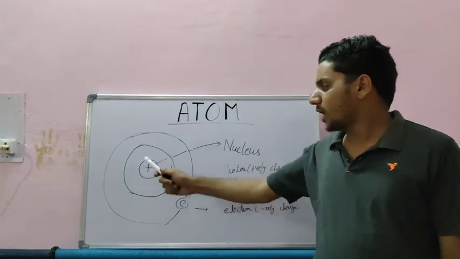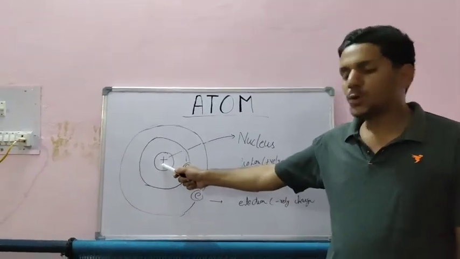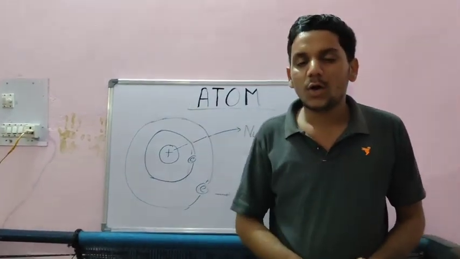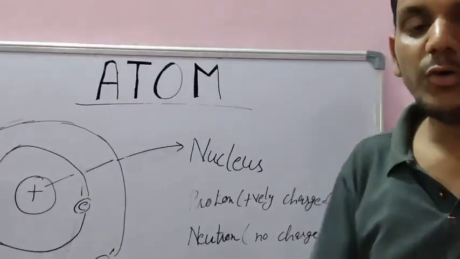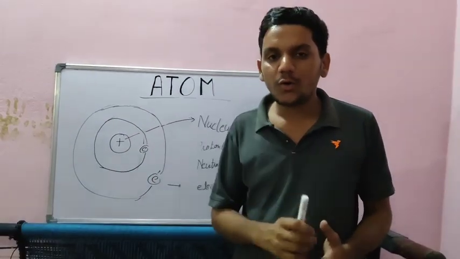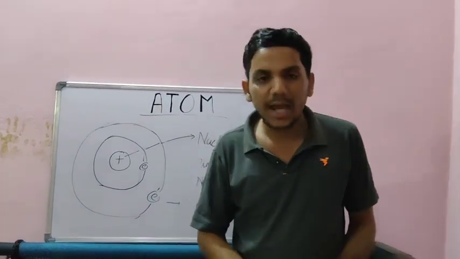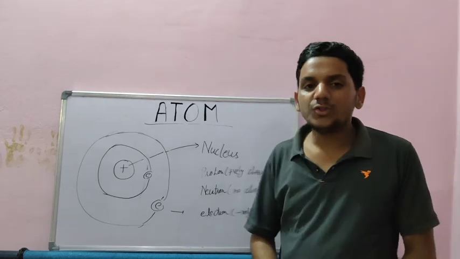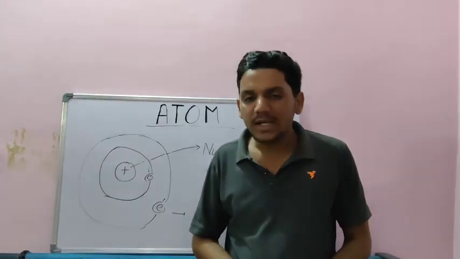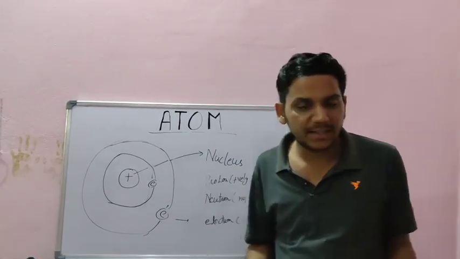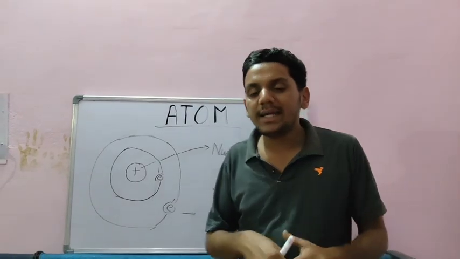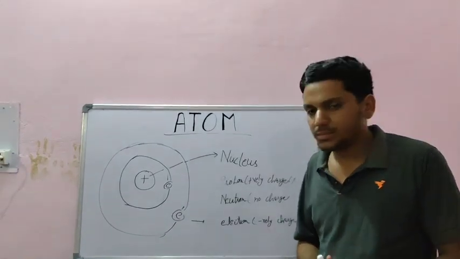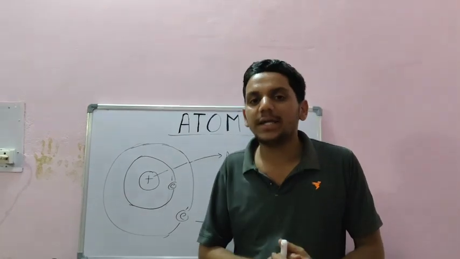It consists of a positively charged species which is called nucleus, in which there are two things. First one is protons, which are positively charged, and neutrons, which are negatively charged. And outside the nucleus there are electrons which are revolving around the nucleus in a circular manner, and electrons are negatively charged species.